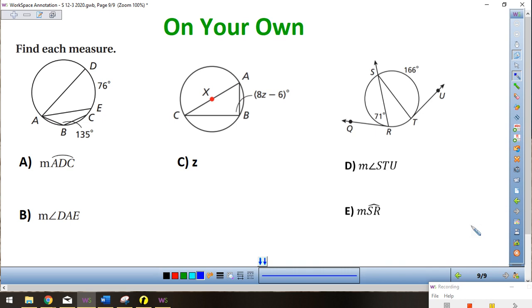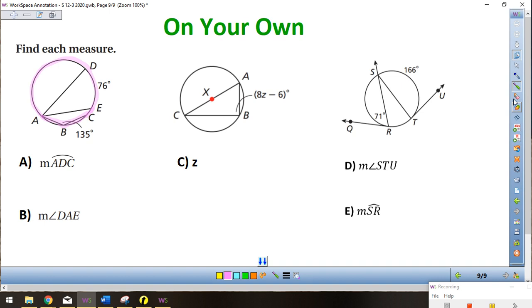All right, so for this first one, we want to find the measure of arc ADC. So to find the arc of ADC, we know that it's going to be double the angle whose endpoints are A and C. So the only angle whose endpoints are A and C is this angle right here, ABC, which they tell me is 135 degrees right here.